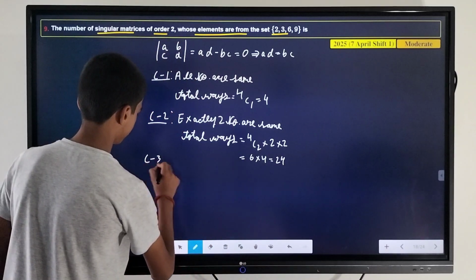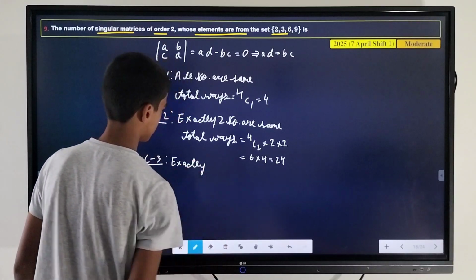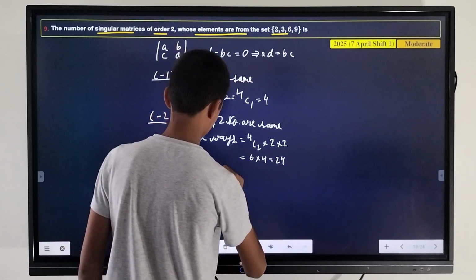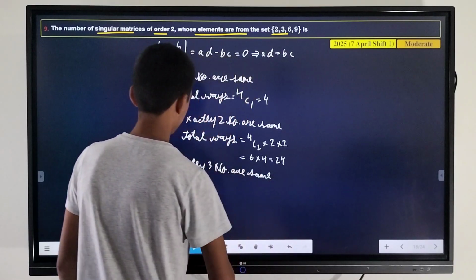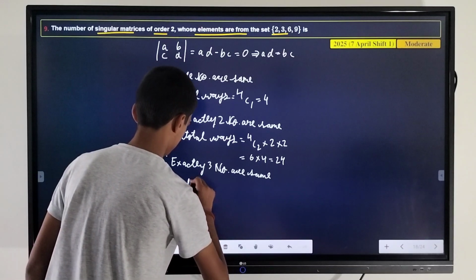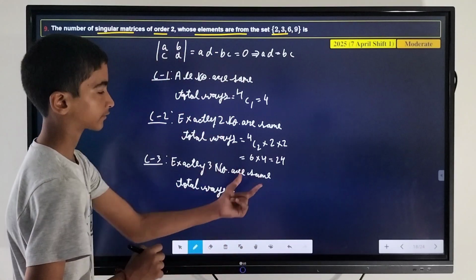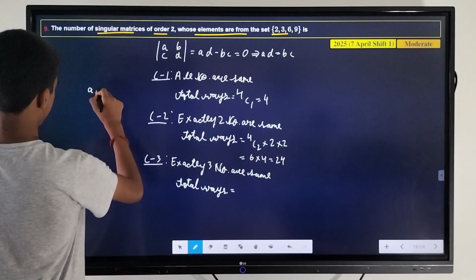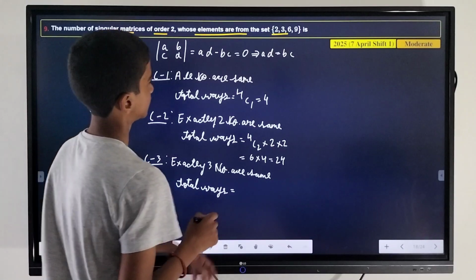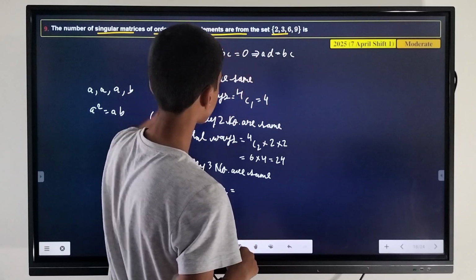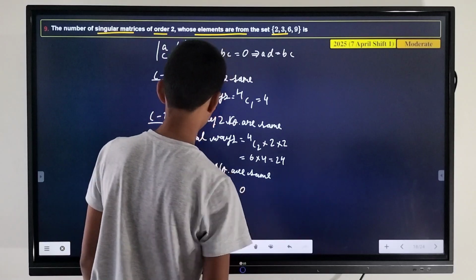Now case 3, exactly 3 numbers are same. So here in this case total ways is equal to, let's suppose if 3 numbers are same, we have numbers A, B, and A square should be equal to AB, and there is no such numbers in which we have A square is equal to AB. So total ways in this case is 0.